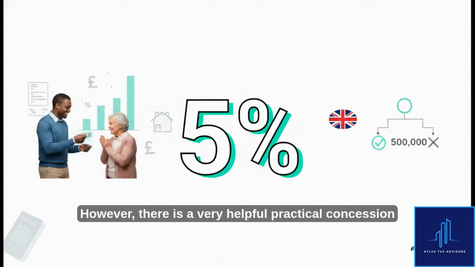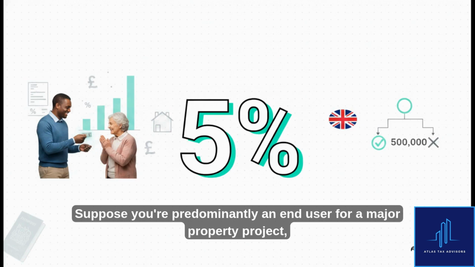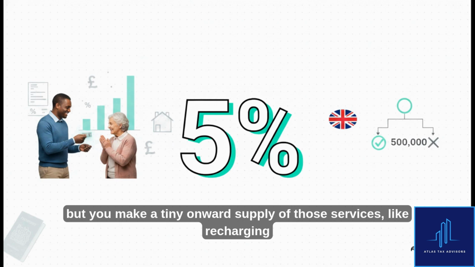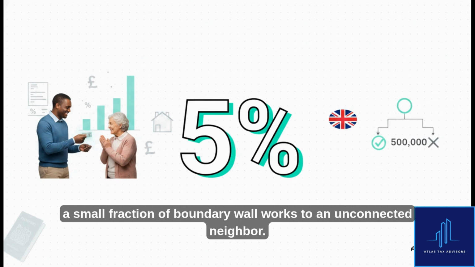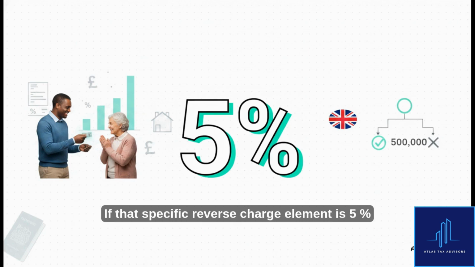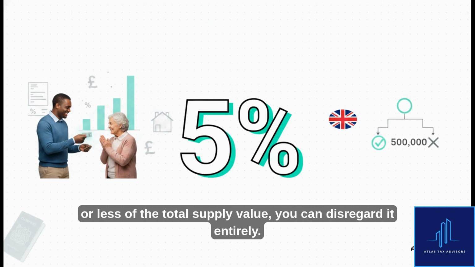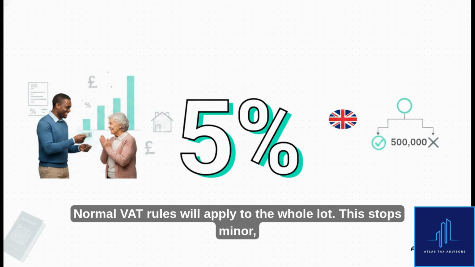However, there is a very helpful, practical concession to keep in mind, and that's the 5% disregard rule. Suppose you're predominantly an end user for a major property project, but you make a tiny onward supply of those services, like recharging a small fraction of boundary wall works to an unconnected neighbor. If that specific reverse charge element is 5% or less of the total supply value, you can disregard it entirely. Normal VAT rules will apply to the whole lot.